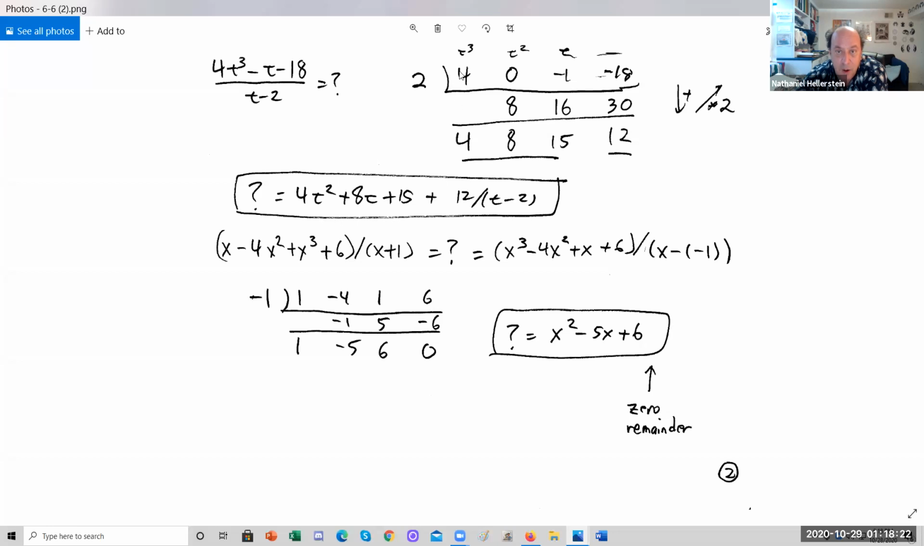Now, here we do the zigzag process. Every time we go down, we add. Every time we go up and to the right, we multiply by this 2. So bring down a 4, you get a 4. 4 times 2 is an 8. 0 plus 8 is an 8. 8 times 2 is 16. Plus a negative 1 is a 15. Times a 2 is a 30. Plus a negative 18 is a 12. And so this is the quotient, and this is the remainder. 4t squared plus 8t plus 15 plus 12 over t minus 2.